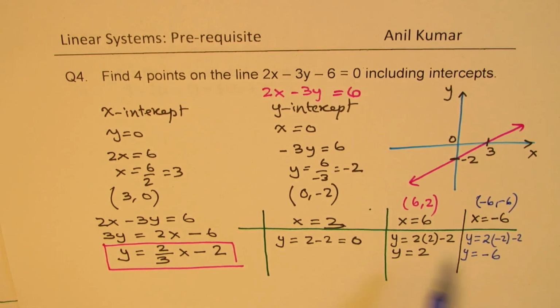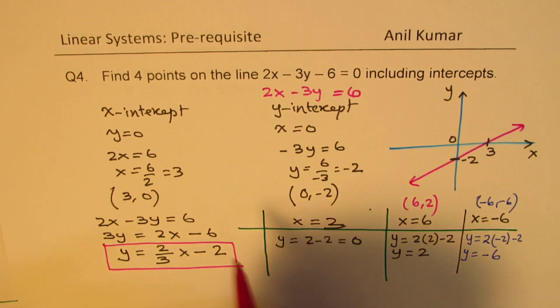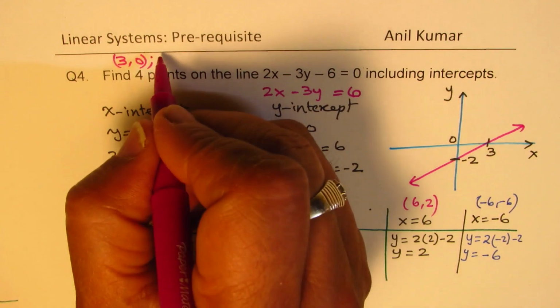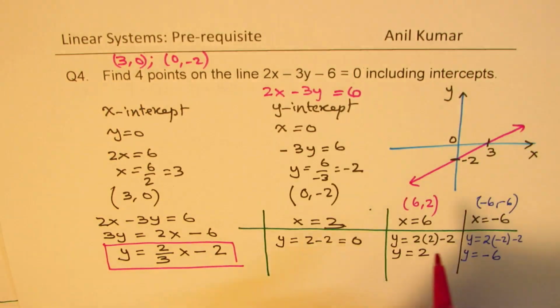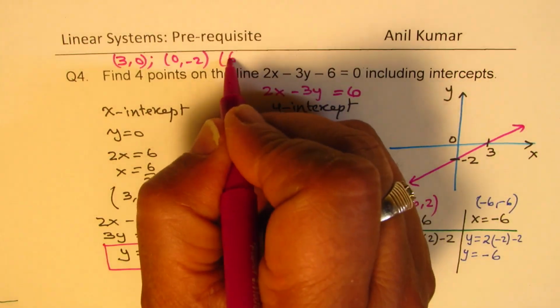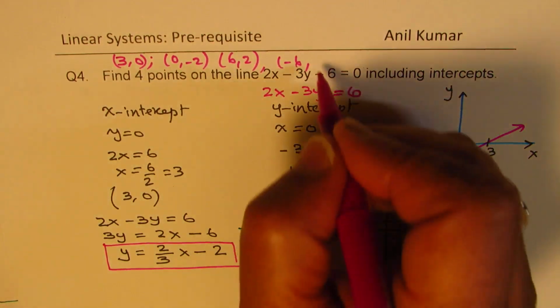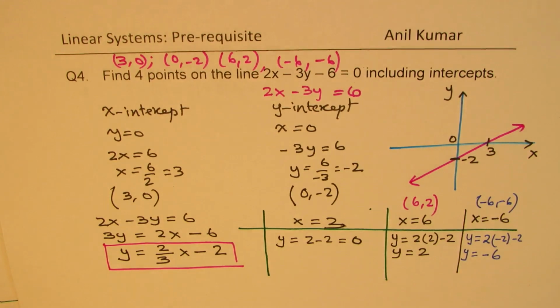So we get 4 points, and now let's summarize these 4 points. They are the two intercepts, which are (3, 0) and (0, minus 2), and then at x equals 6 we got 2, and at minus 6, we got the value as minus 6, correct? So that is how we could answer this particular question.